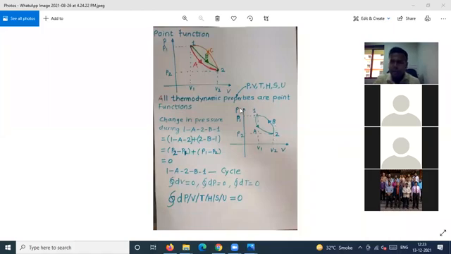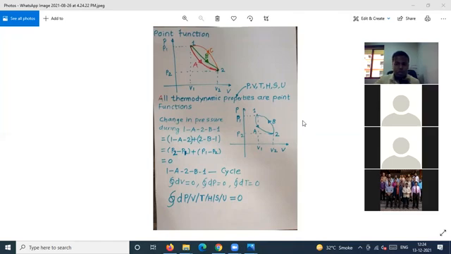1A2B1. This completes a cycle. But this cycle consists of 2 processes. And which are those processes? The processes include 1A2 and 2B1, right? The cycle 1A2B1 comprises 2 processes, and those 2 processes are 1A2 and 2B1.